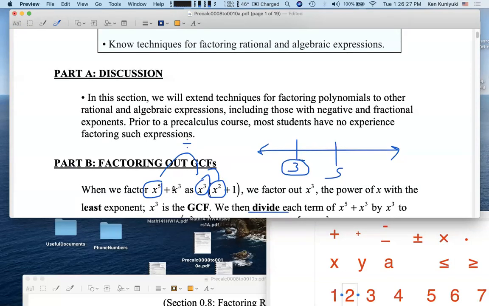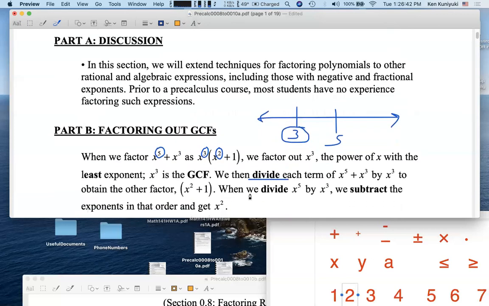Another way to look at it, we start off with 5 as the exponent on x here. We're taking away 3, and the result is 2. When we divide x to the fifth by x to the third, we subtract the exponents to get x squared. And then when we divide x to the third by itself, we get 1. If you subtract the exponents, you get 0. X to the 0 is 1. So don't forget the old school factoring. It's very instructive.